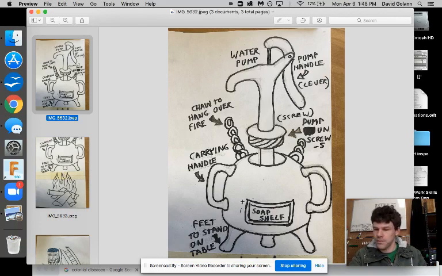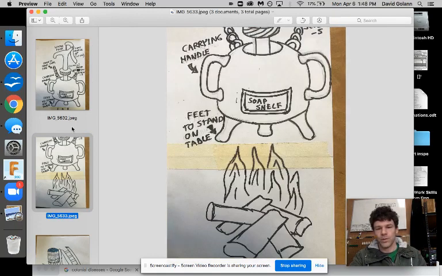It has a shelf to hold soap, because actually people back then had pretty decent soap. And I've labeled everything so that people know exactly what each part of my device is for.